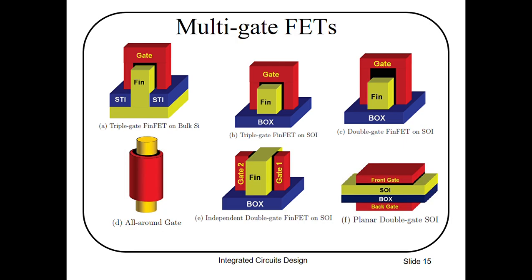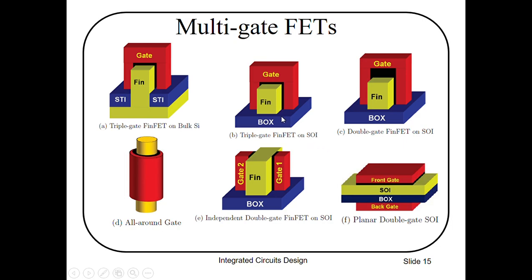So here in figure 1 you can see triple gate FinFET on bulk silicon. Here you can see this is your triple gate, this is your source drain, this is the fin, and here you can see the gate. So this is your triple gate FinFET on bulk Si, and in figure B you can see triple gate FinFET on SOI, silicon on insulator. SOI is silicon on insulator.